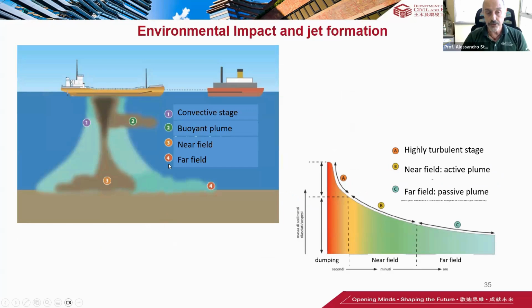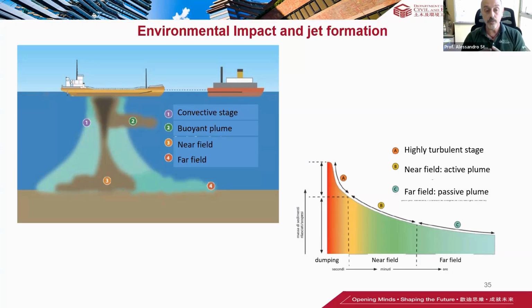Okay, how about the plumes? Of course, technically speaking, the process is extremely complicated, because the simple release, like in this picture here from a barge, actually involves several dynamics that cover different time scales, as you can see here, and different length scales. So at the very beginning, as soon as we release from the barge and dump the sediment, you have a very convective stage, highly turbulent, and the time scale is seconds.